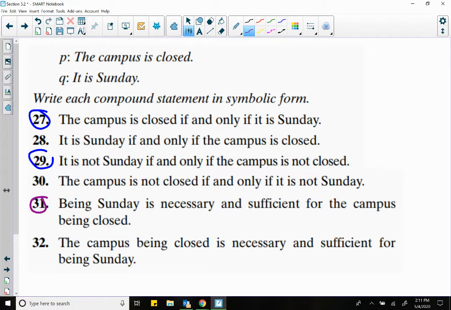Okay. So, again, we got a new P. The campus is closed. We got a new Q. It is Sunday. So, we underline the first statement. The campus is closed. So, that is P. Oh, I see if and only if. So, I'm going to circle that giant thing. That means this is a biconditional. That means I have the double arrow. And then I underline the next statement. It is Sunday. So that is Q. So the symbolic notation to this is P double arrow Q.